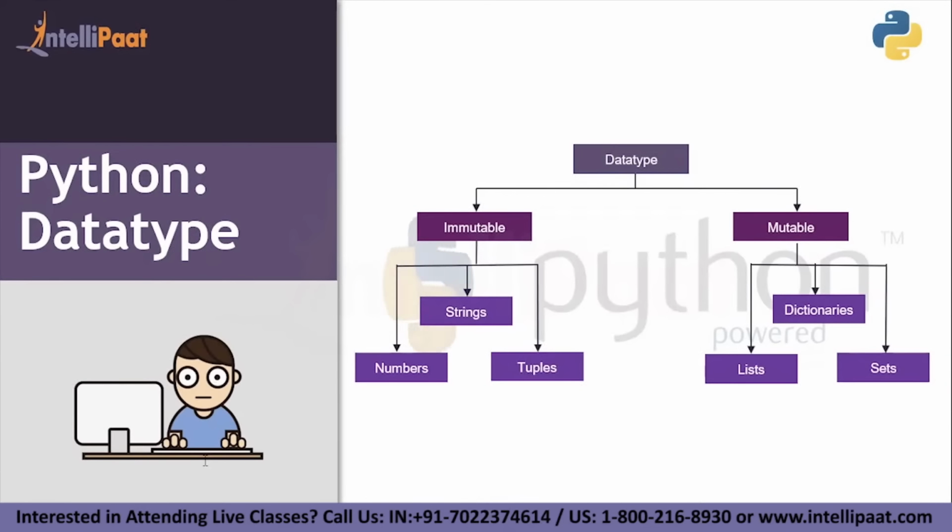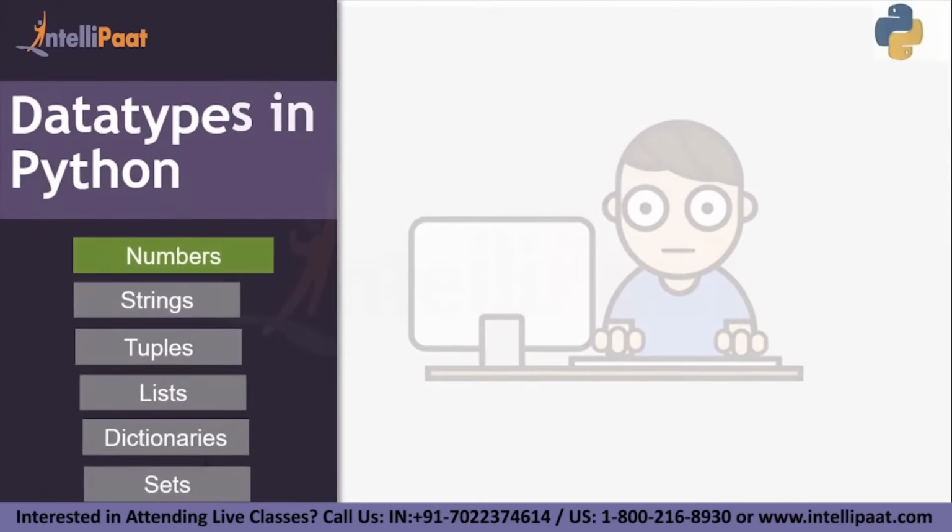Well, Python has majorly two data types: immutable data type and mutable data type. Immutable are the ones which cannot be changed or modified, and mutables are the ones which can be changed. Alright. Immutable data types consist of numbers, strings, and tuples. On the other hand, mutable data types consist of lists, dictionaries, and sets. Alright. So let's discuss them one by one, starting with numbers.